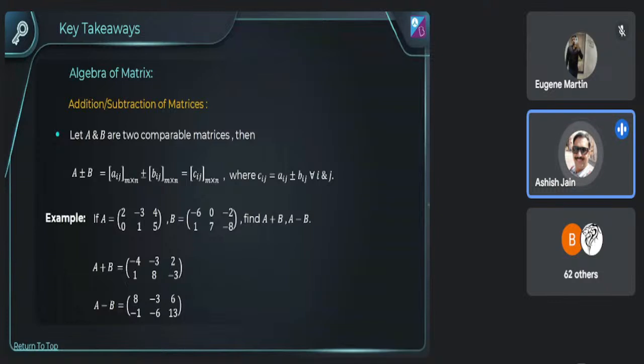So A plus B, the value is minus 4, minus 3, 2, 1, 8, minus 3. Here आपको यहाँ पे small bracket दिख रहा है, but in examination please try to use always big bracket, जैसे कि ऊपर लिखा है ना. Always while representing a matrix we use this notation. The second question was you have to find the value of A minus B. Again, since the dimension is the same, we can easily find the value of A minus B.